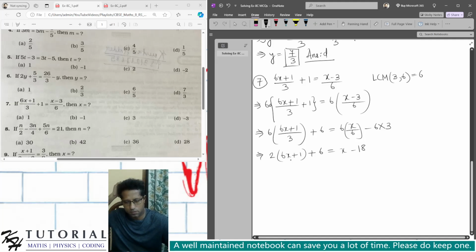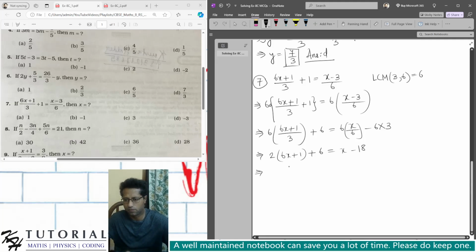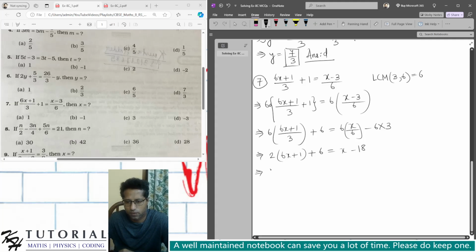Now we have got a linear equation in a very simple form. Not really simple form, because we have a product on the LHS, a product of 2 and 6x plus 1. So not really in the simple form, but this can be reduced to simple form. If you do the product of 2 into 6x plus 1 and open the brackets, the equation becomes 12x plus 2 plus 6 is equal to x minus 18.